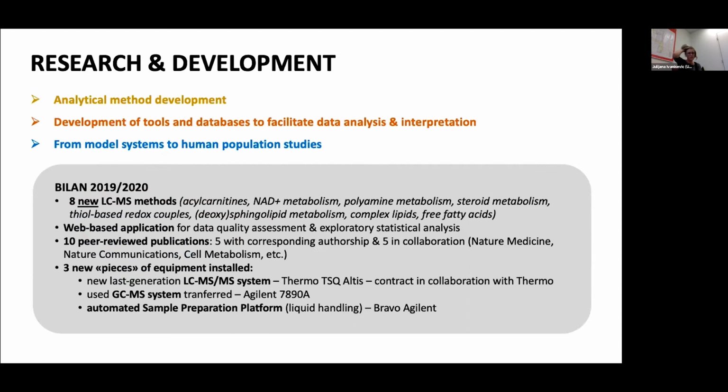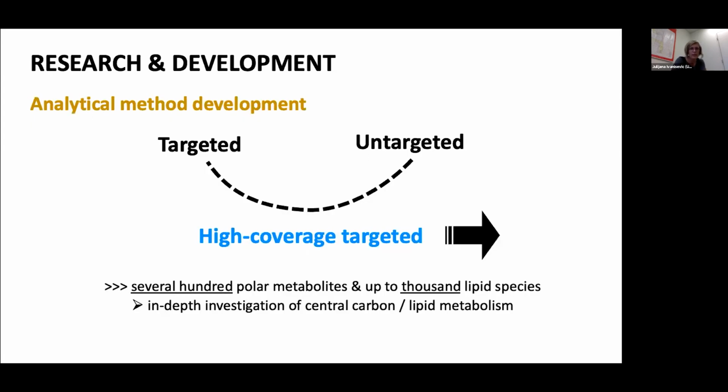In terms of the research and development, I will now just briefly present you our projects covering 3 different aspects. The first one concerns the analytical method development. The second one focuses more on development of tools and databases that we are developing actually to facilitate the data analysis and interpretation. And the last one actually involves several different research projects that we are involved in with clinicians and data scientists here in Lausanne.